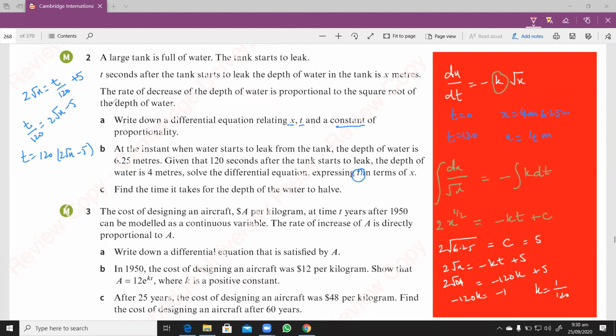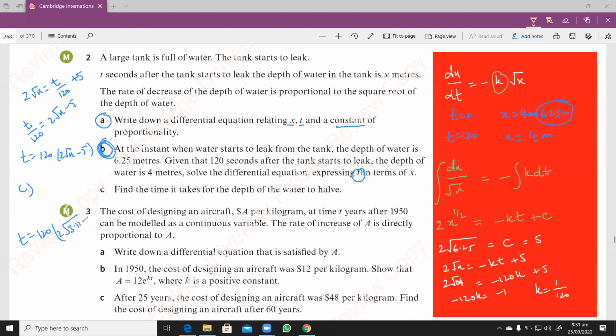Okay, you see there are three parts. The first part is about the formation of this differential equation. The second part is the main part where you solve this equation. And the third part can be of 1 or 2 marks where you have to find a certain value, such as the time it takes for the depth of the water to halve. So what was the actual depth? That was 6.25. So what is half of 6.25? That would be 3.125. So you find that time by the last part, this time would be 120 into the 2 under root.